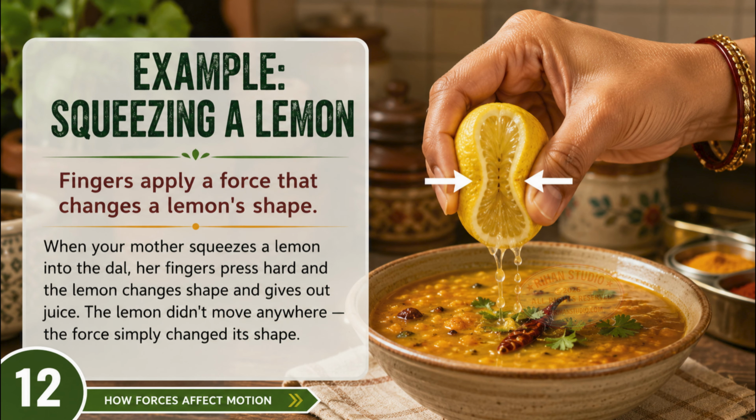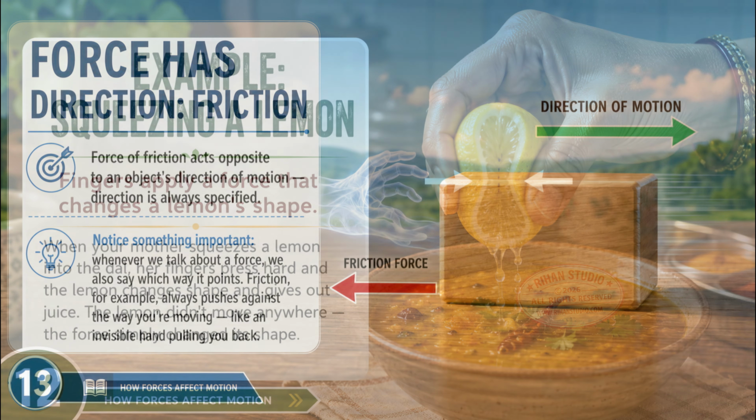Example, squeezing a lemon. When your mother squeezes a lemon into the dal, her fingers press hard and the lemon changes shape and gives out juice. The lemon didn't move anywhere, the force simply changed its shape.